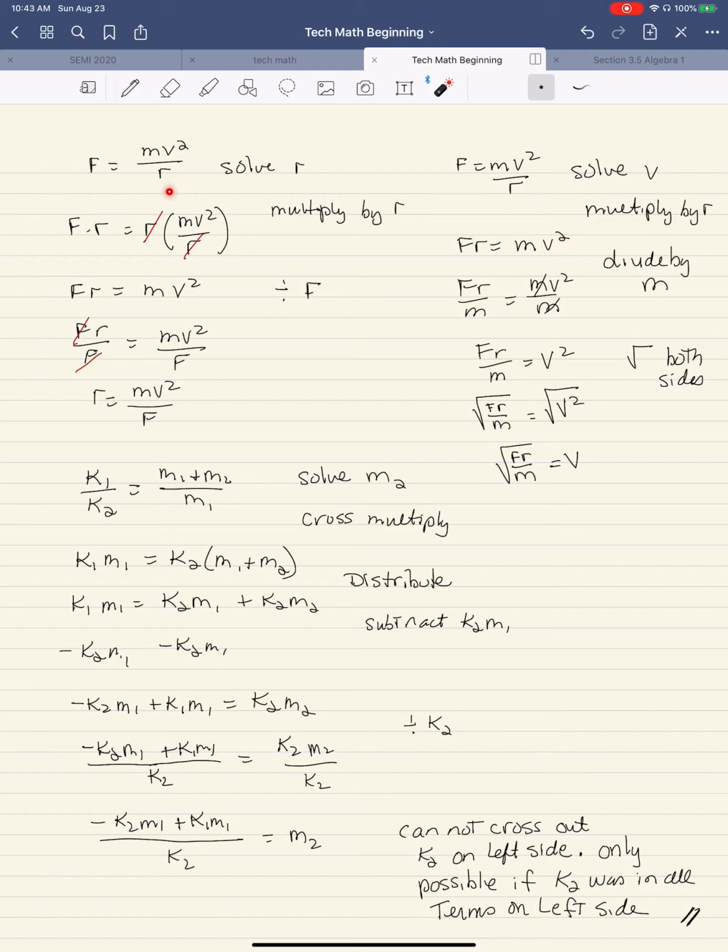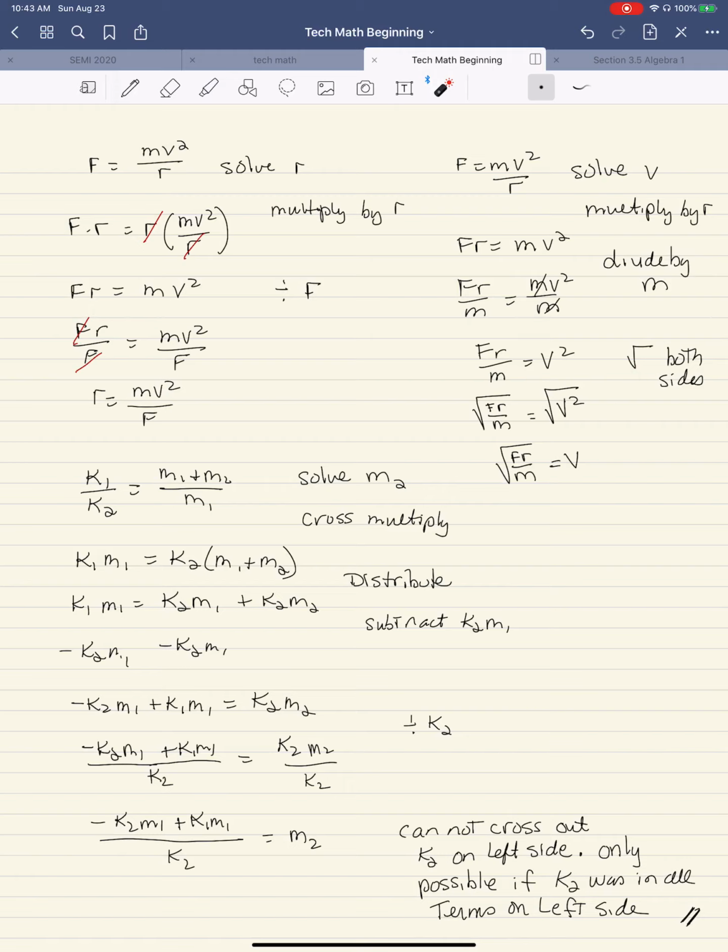Again, you can look at this step. It's the same step. I'm solving for v squared, so I have to divide by m. This is multiply, so I divide. Divide by m. Moves it over here. They cancel here, so you get fr divided by m equals v squared.